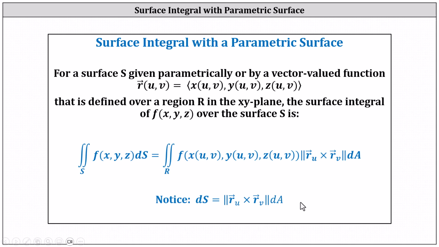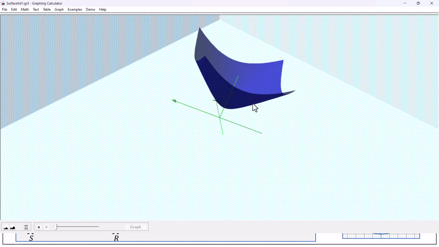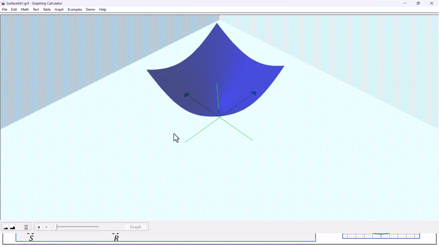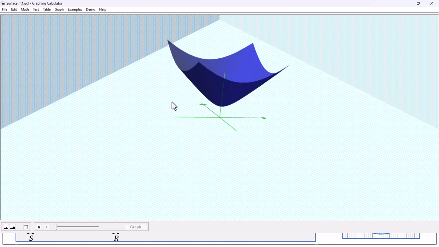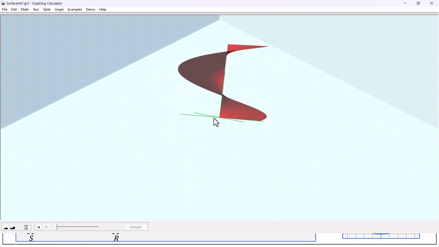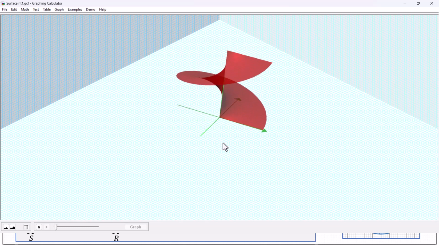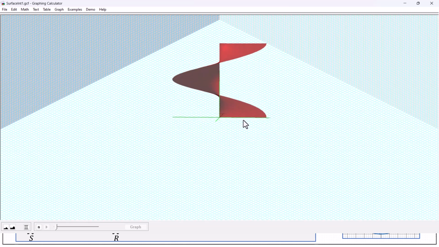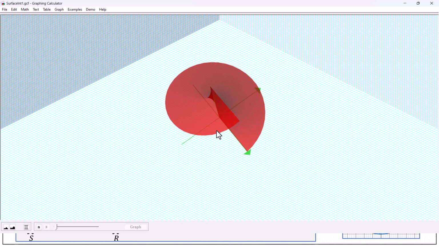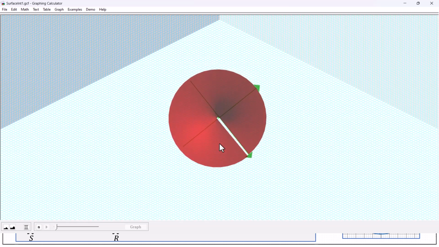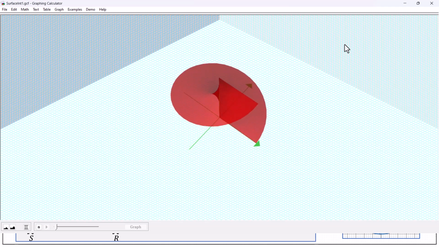To begin, let's take a look at this graphically. Here is the graph of the original integrand function f of x comma y comma z, and now let's take a look at the surface of integration given by the helicoid r of u comma v. So here is the surface of integration given by r of u comma v, which is this helicoid. To determine the region R in the xy plane, we can look down on the xy plane and see the region R is this circle. And this should make sense.